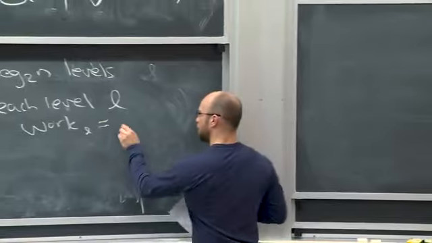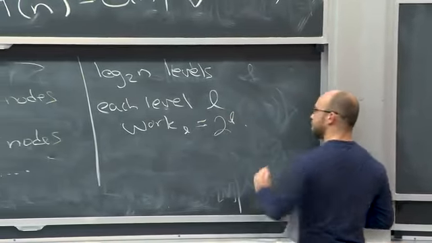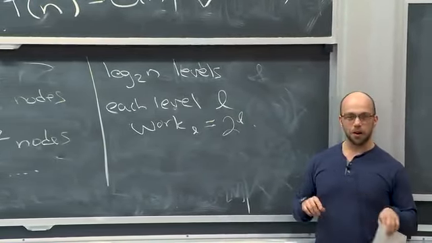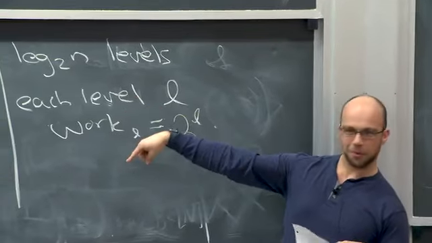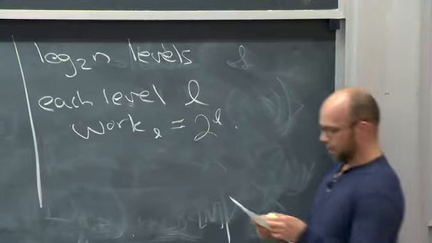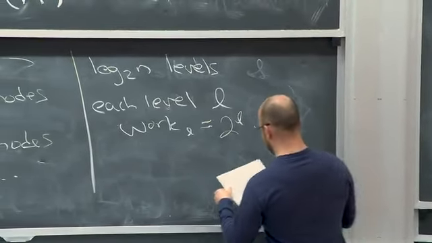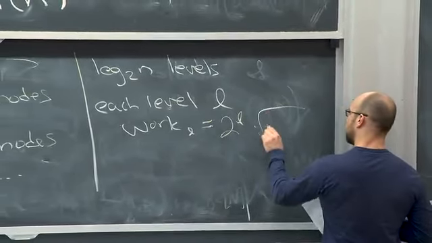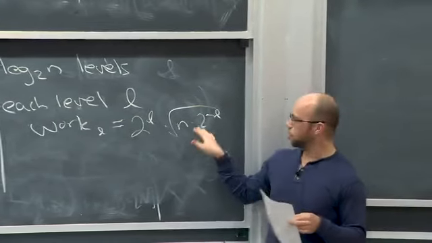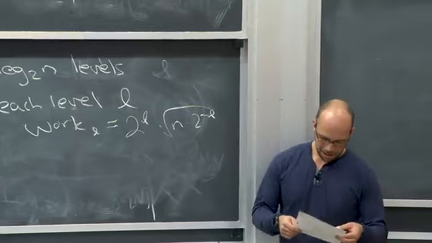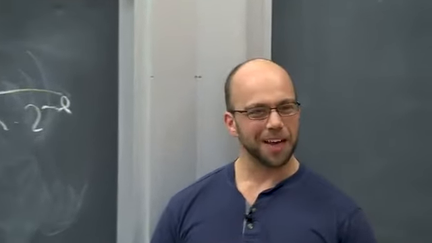So how many nodes are in level L? 2 to the L. OK. And how much work does each one of those nodes do? That's n over 2 to the L. A different way of writing that is the square root of n times 2 to the minus L. This is just n over 2 to the L. Fabulous. So now we have everything we need to actually work out our solution to the recurrence.